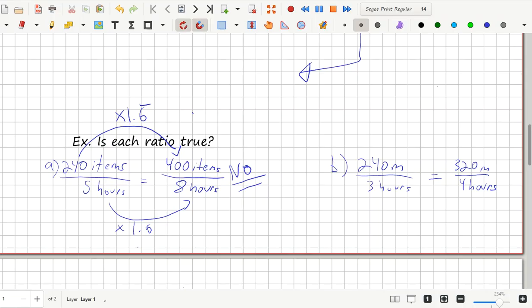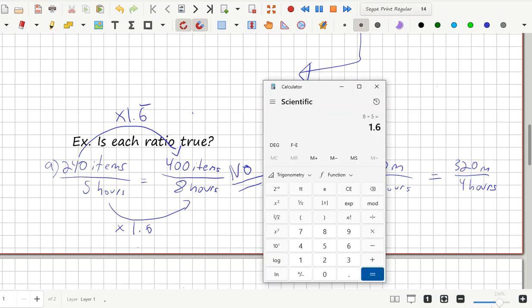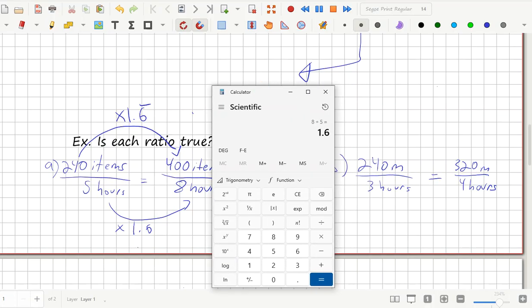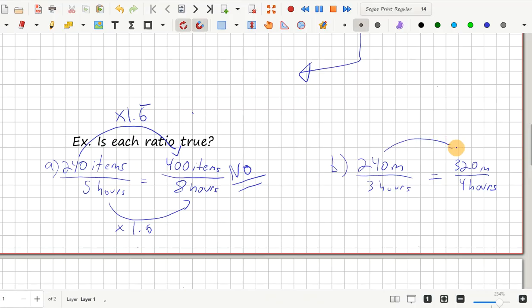Let's look at the next one. So 240 to 320, again, kind of a complicated one to do in your head. 3 to 4, again, you could maybe do it in your head a little bit. But let's just use a calculator for this one to get the exact amount. So 320 divided by 240, and I get a value of 1.3 repeating. So again, we're going to be really accurate here, okay? So that was multiplied by 1.3 repeating.